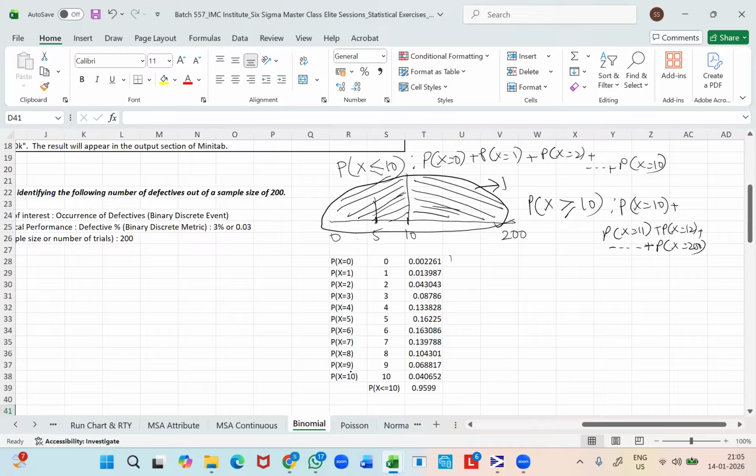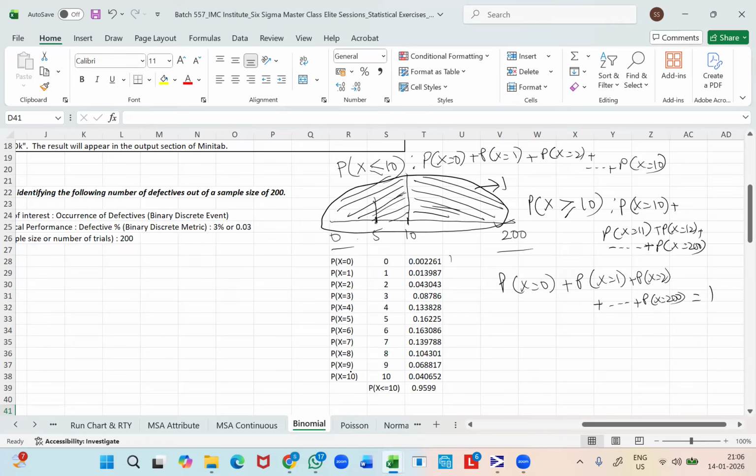So the individual probability values get distributed, not equally distributed, so that the total probability value will be equal to 1. That is the probability property. Using this property, I'm going to convert this greater than or equal to into less than or equal to. So as per the probability property, P of x equal to 0 plus P of x equal to 1 plus P of x equal to 2 up to P of x equal to 200, the entire stretch from 0 to 200, will be equal to 1.